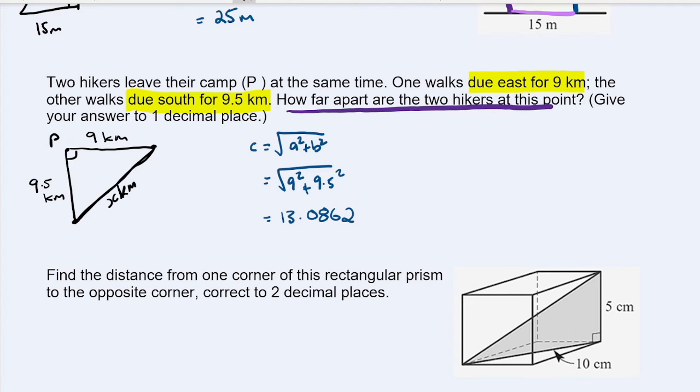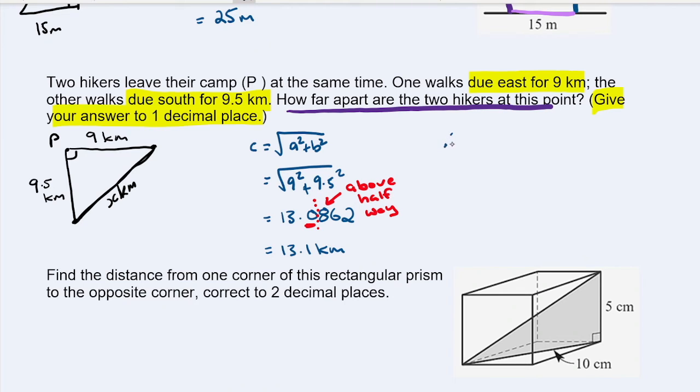But we want 1 decimal place. So we cut off at that first decimal place. Look at our next number. This next number is above halfway, which means our 0 becomes a 1. So we get 13.1 kilometers.